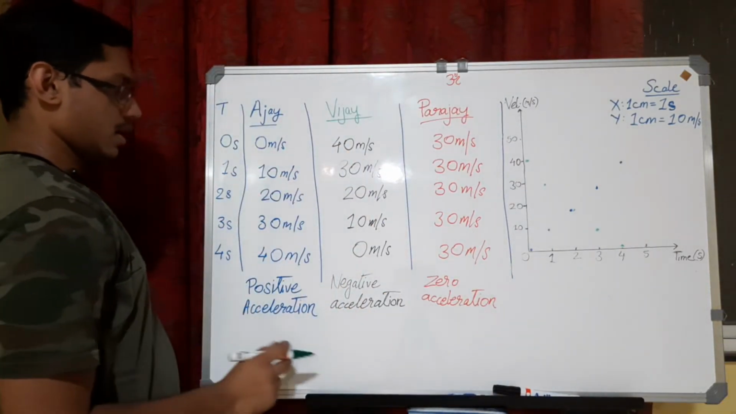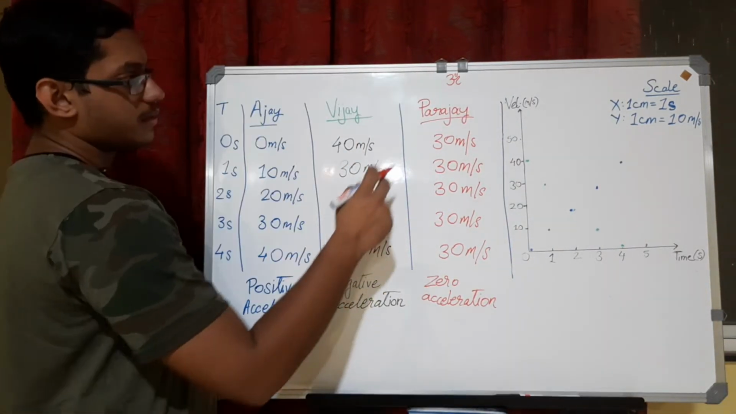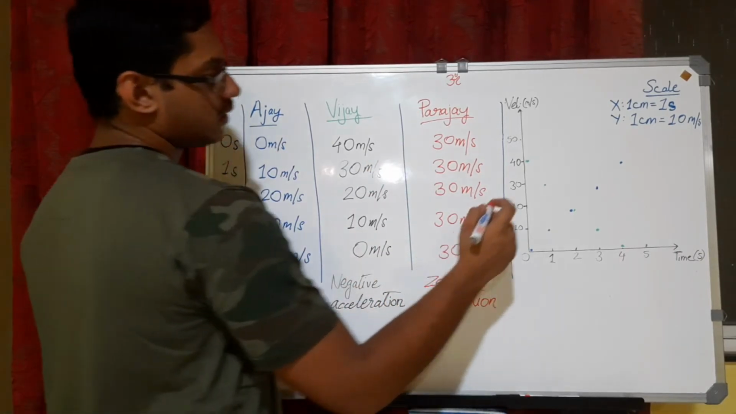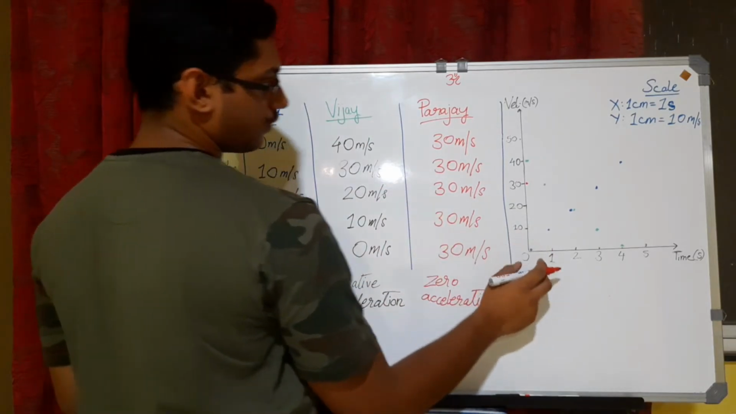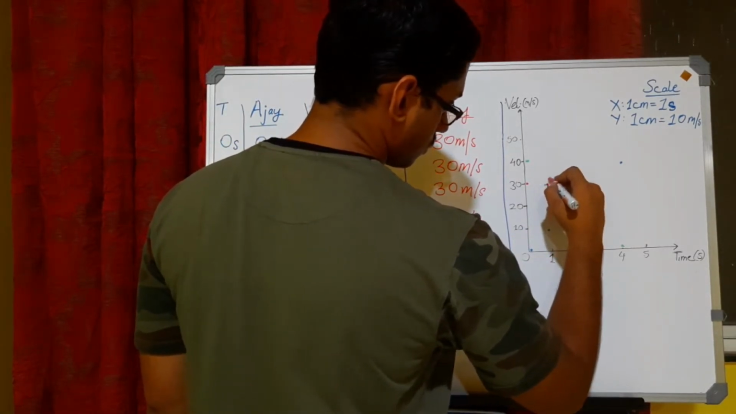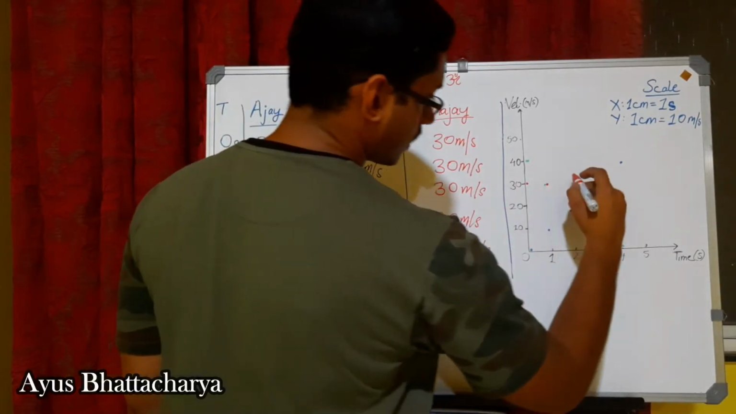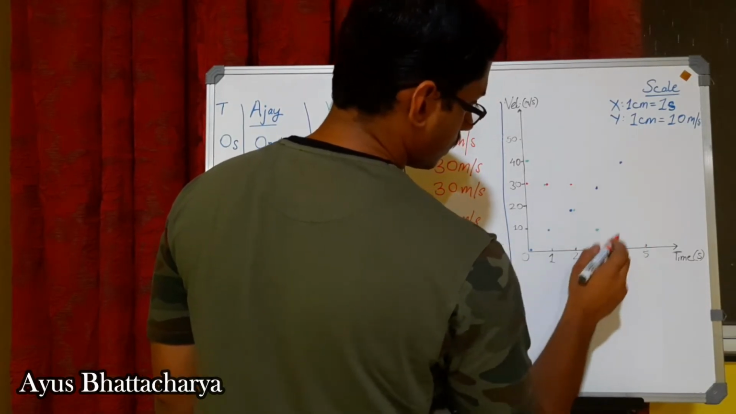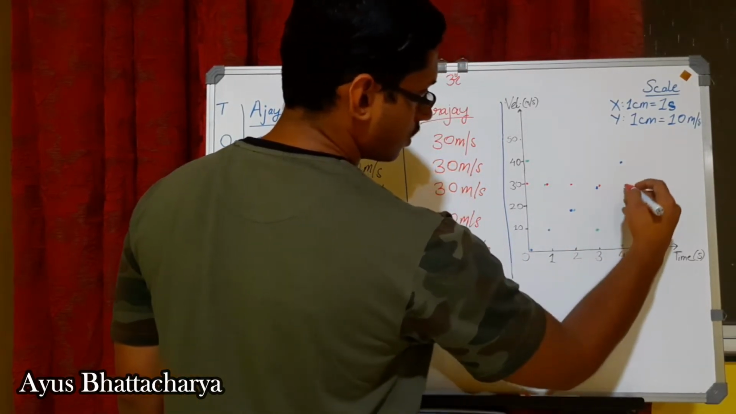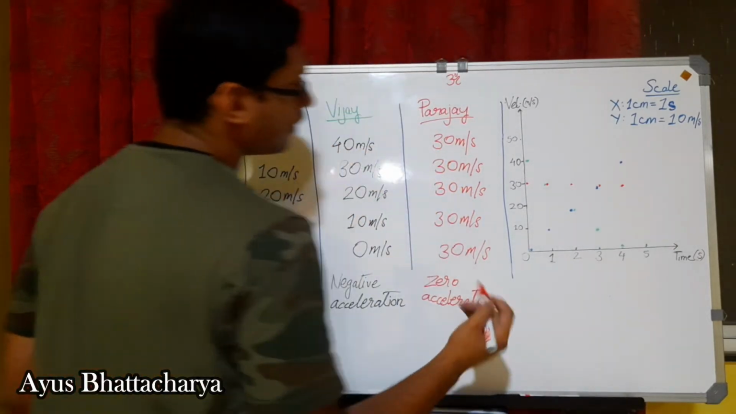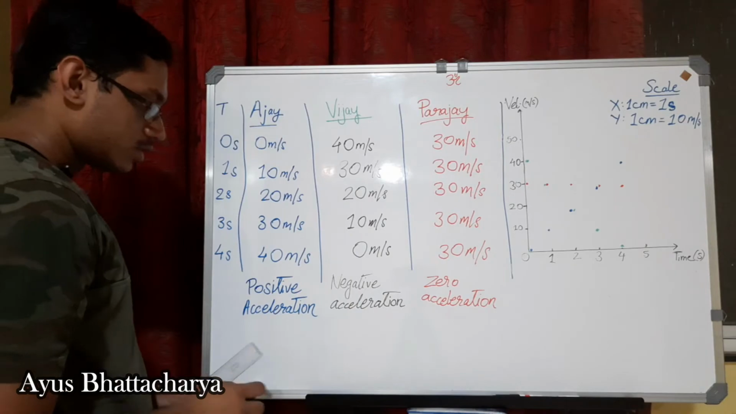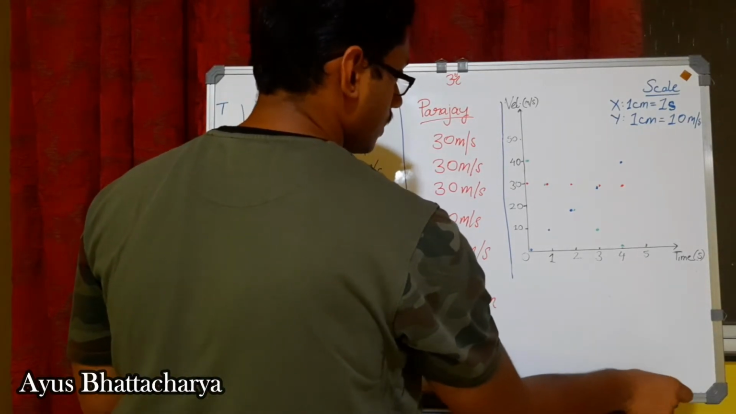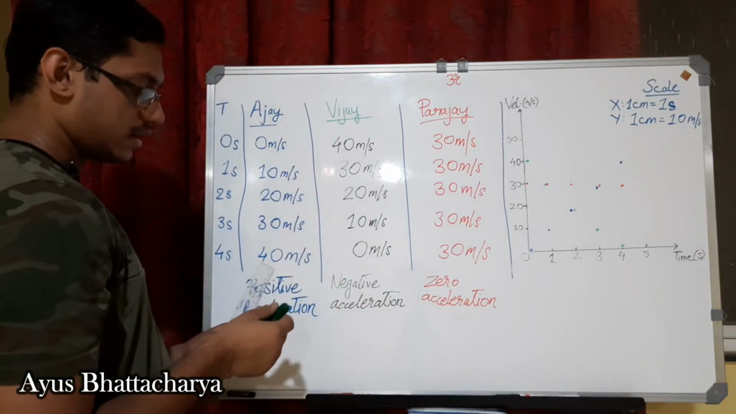Okay, now Parajay. 30, again 30 at first second, again 30 at second second, third second also 30, fourth second also 30. Okay, so we can clearly see how the line will be plotted.